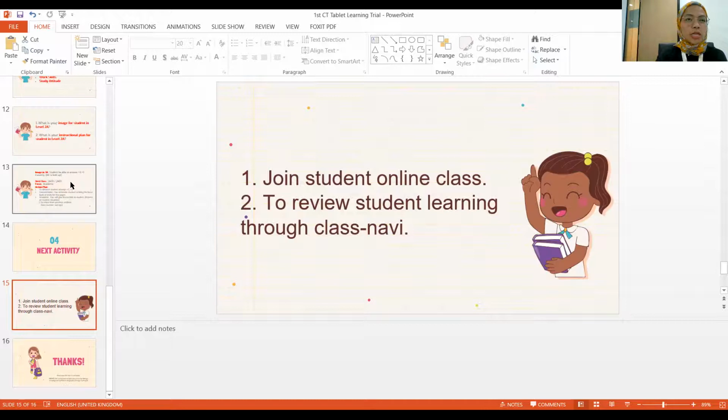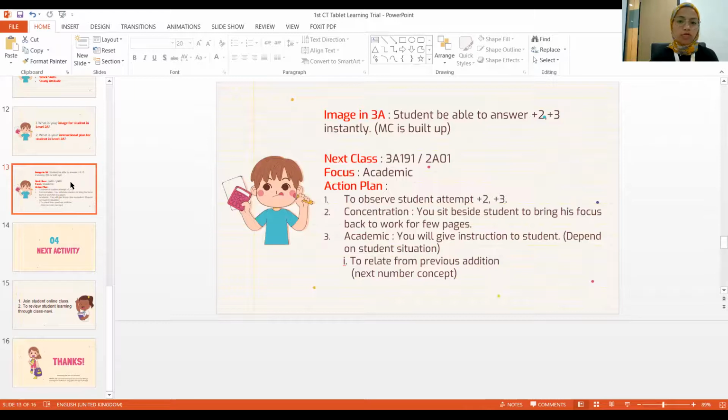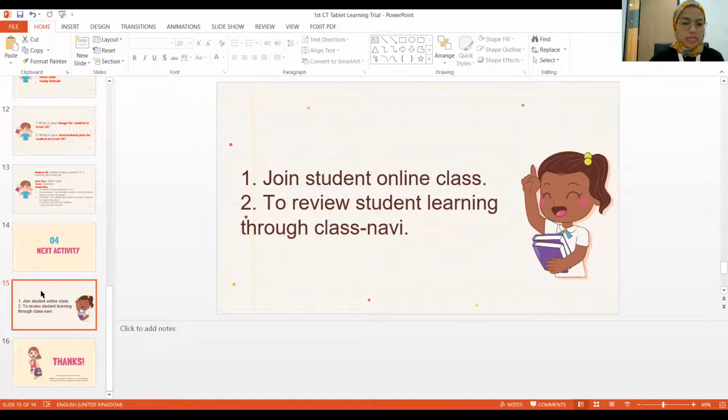Because you don't have the check and balance. You couldn't check how students have been doing, whether what you set for students is being achieved or not. Okay, so it's never too late. We can observe students for 3A191 and 2A01 to further decide the next action plan for students. So my next activity with you, I would like to join students since it's a physical class.